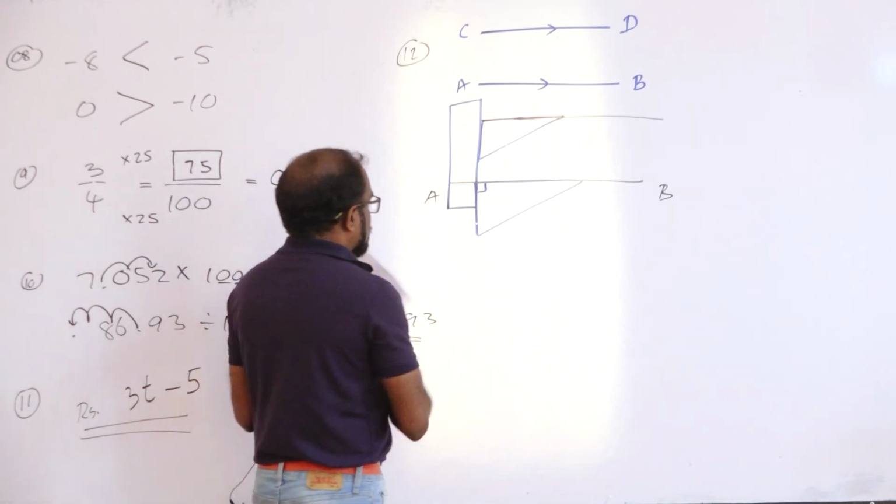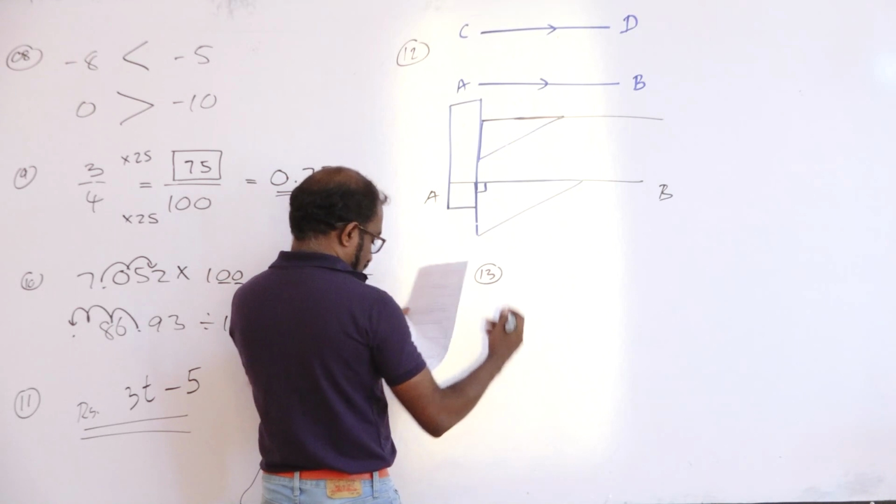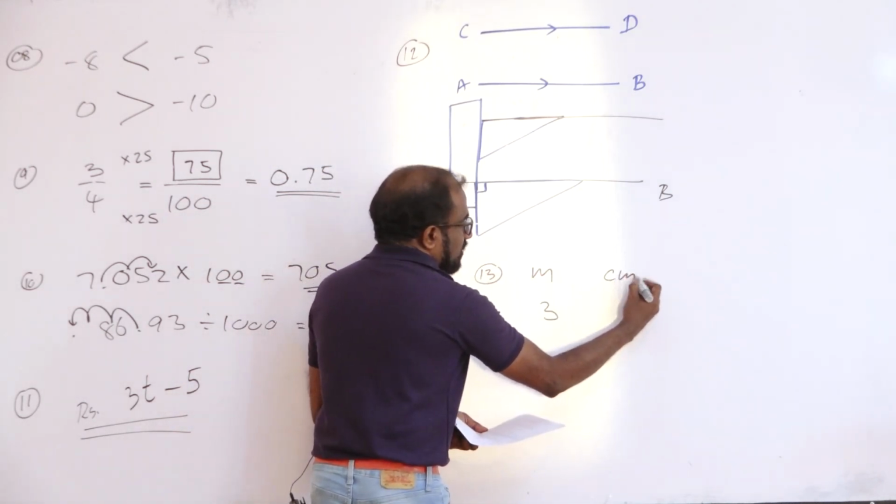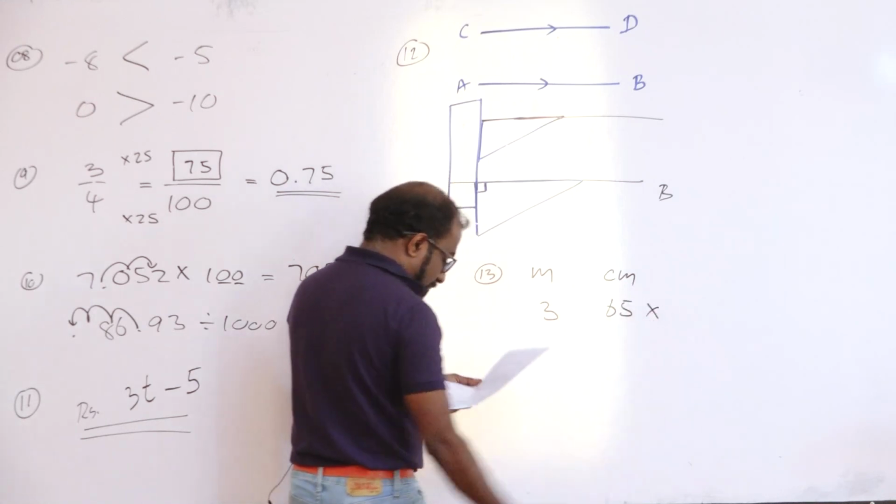13th question. You are asked to simplify a certain length. 3 meters 65 centimeters multiplied by 3.